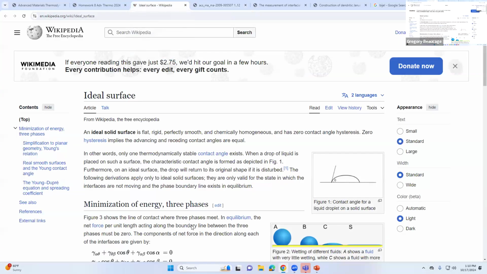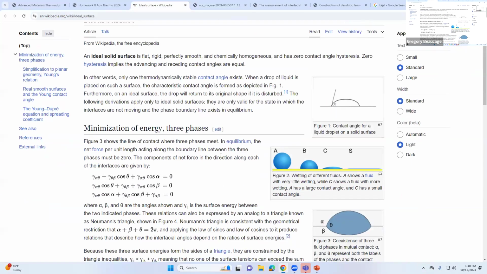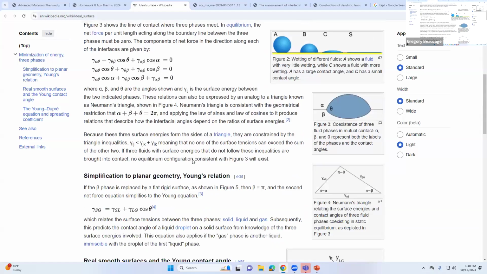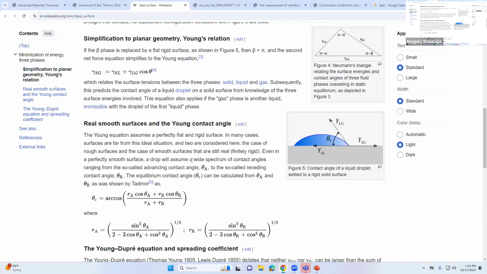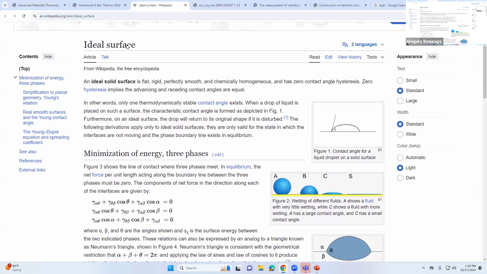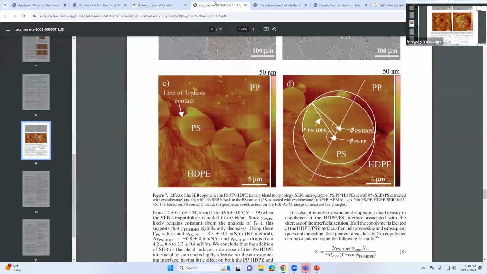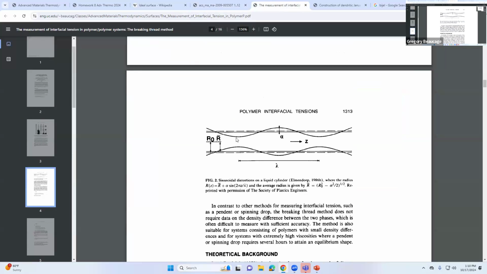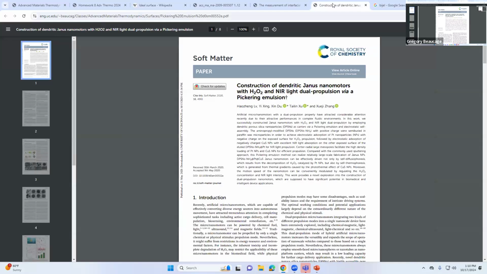This link is in the homework. It gives this Newman construction here. So this kind of describes it in this wiki page of ideal surface. This is the breaking fiber method. And this thing is just a paper I found.